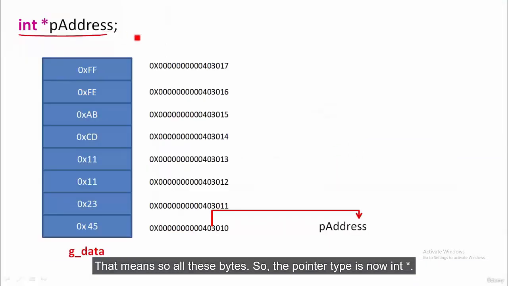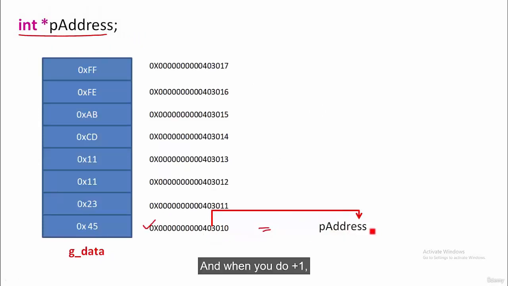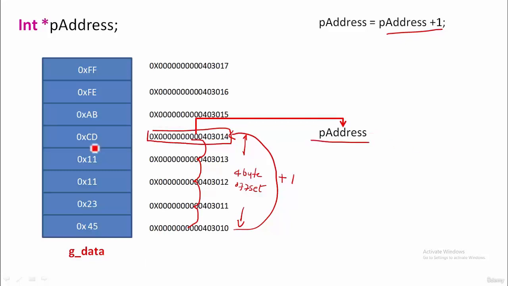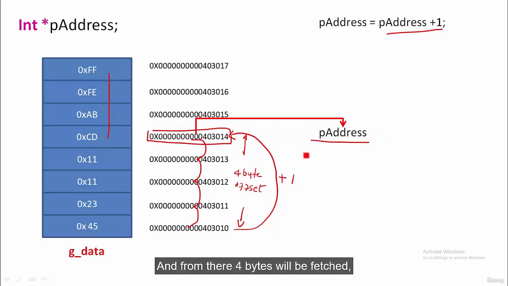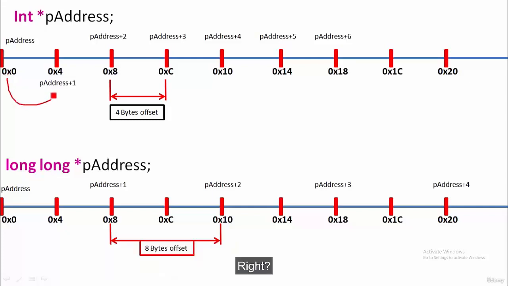So the pointer type is now int star. First you initialize p address to this address. And when you do +1, the address will be incremented by 4. That means size of an int. So +1, 2, 3, 4. Now this is the value of the p address. And from that, 4 bytes will be fetched when you dereference that pointer. So when the pointer is of type int star, the pointer moves with an offset of 4 bytes, right? That is size of an int.